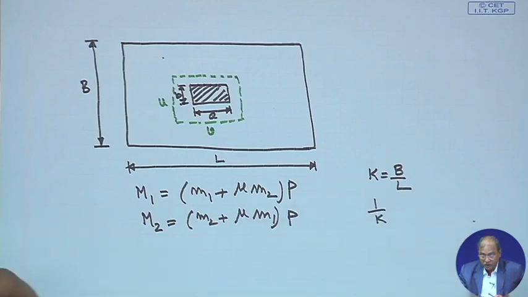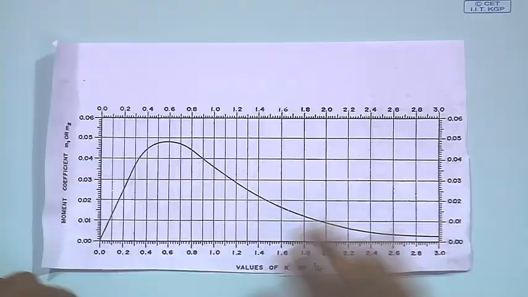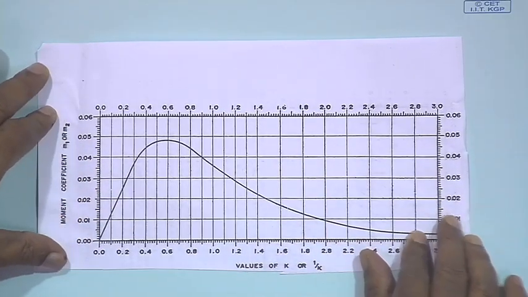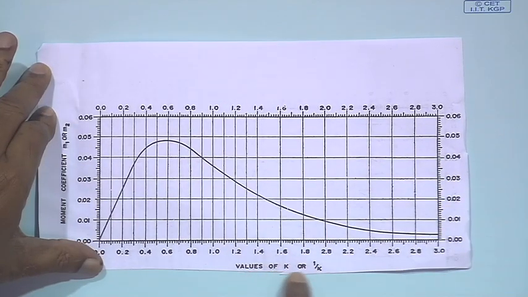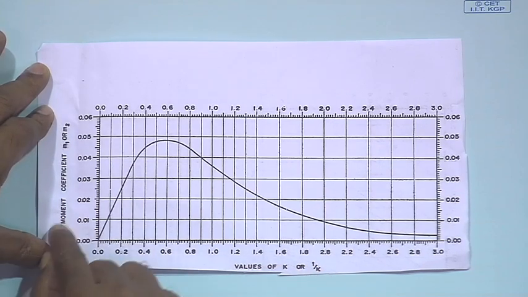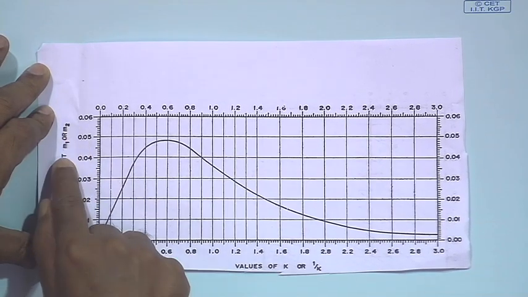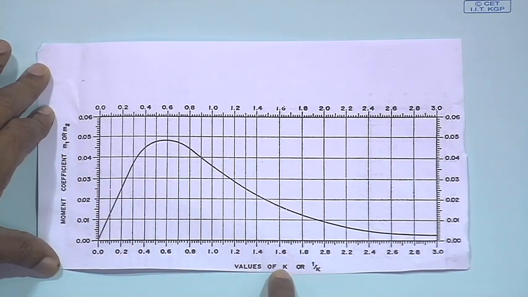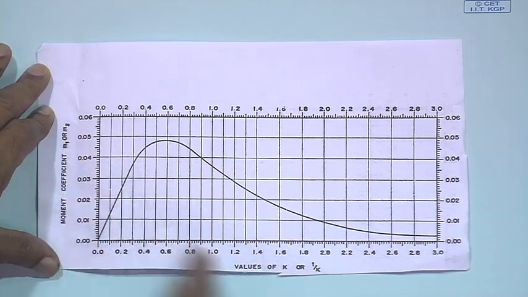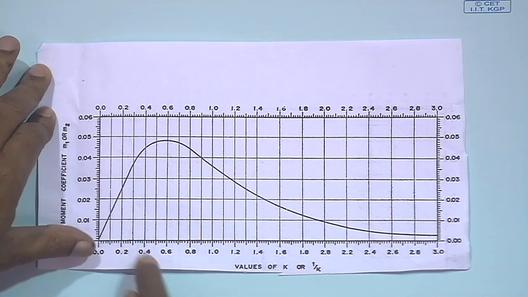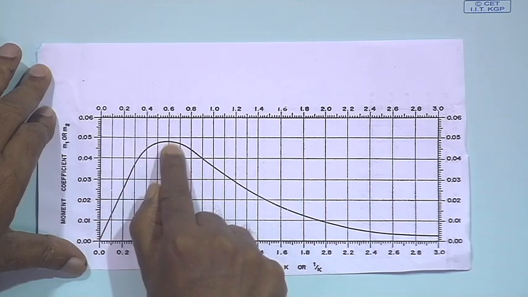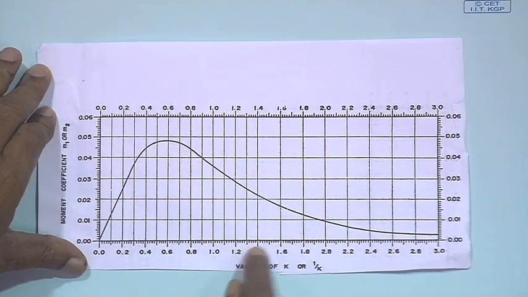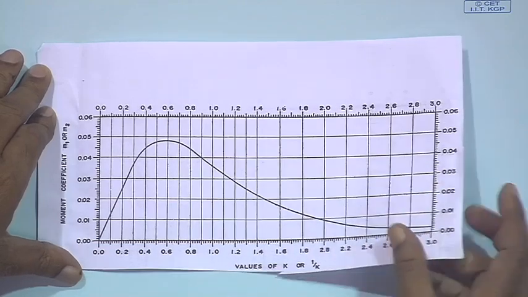Just let me show you one graph for that. This particular one we get for the UDL. It shows values of k or 1 by k, and here m1 or m2. So, m1 you will get on the basis of k, and m2 you will get on the basis of 1 by k. That means I can find the value of k, and then from there I can find the value of m1. This is for uniformly distributed load. This type of chart is available.